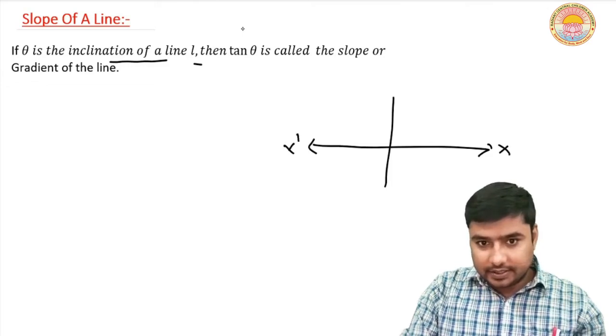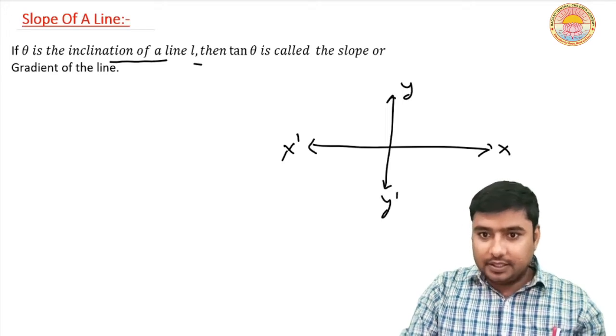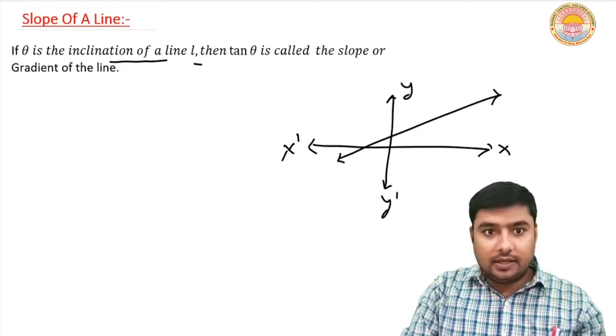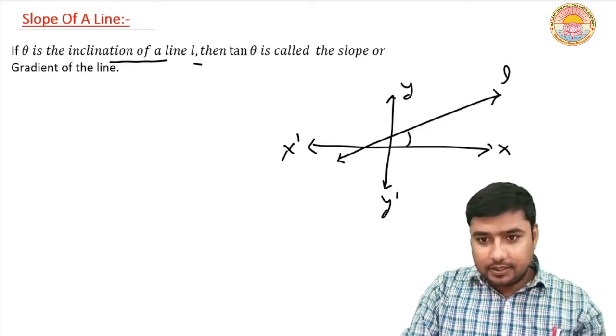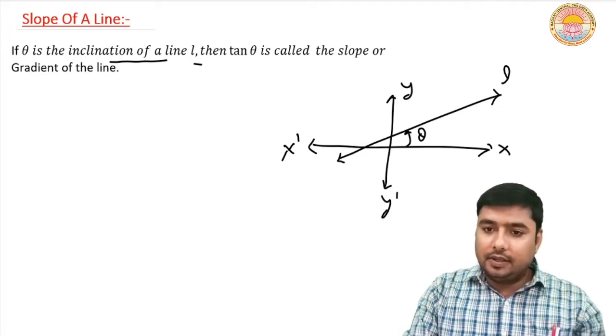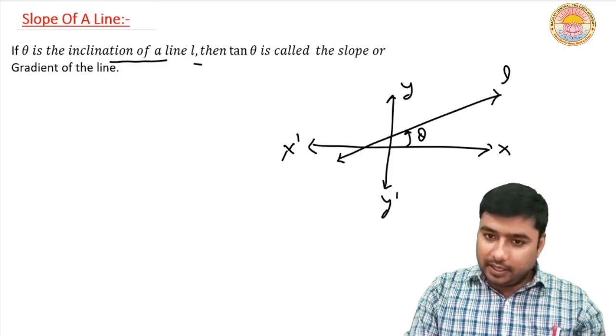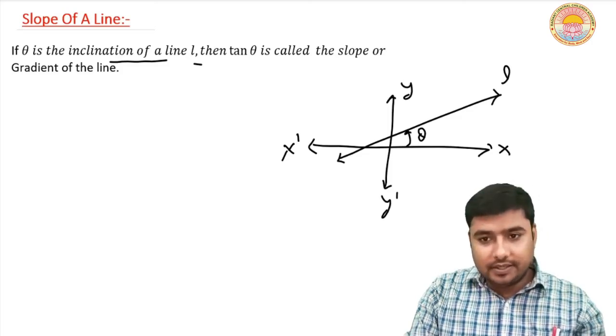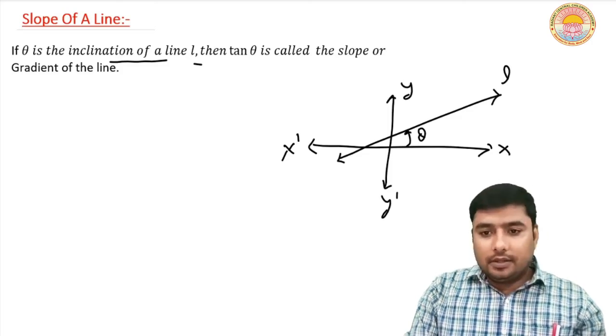x dash, and this is y-axis, y dash. Suppose a line is going, this line is called L, and this angle is theta, which is positive because this is measured anti-clockwise. When we measure an angle anti-clockwise, that is the positive angle. When we measure the clockwise angle, that is the negative angle.